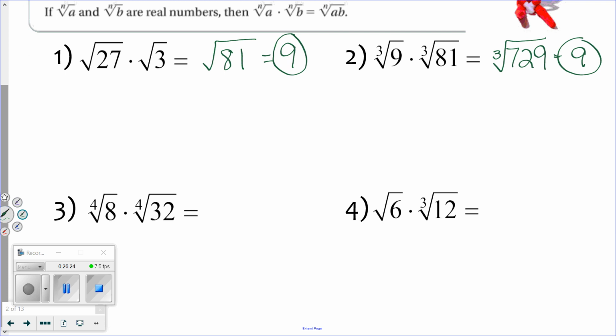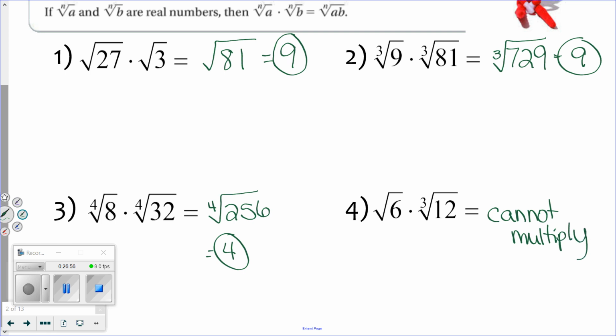All right, so number 3, the 4th root of 8 times the 4th root of 32. They're both 4th roots. That becomes the 4th root of 256. Is that perfect? That is 4. Good. Square root of 6 times the cubed root of 12. What do you mean I can't? They're not the same. You cannot multiply these. It's not a matter of no solution because I'm not actually solving per se. I just can't make it any simpler than that. I can't do anything with that.